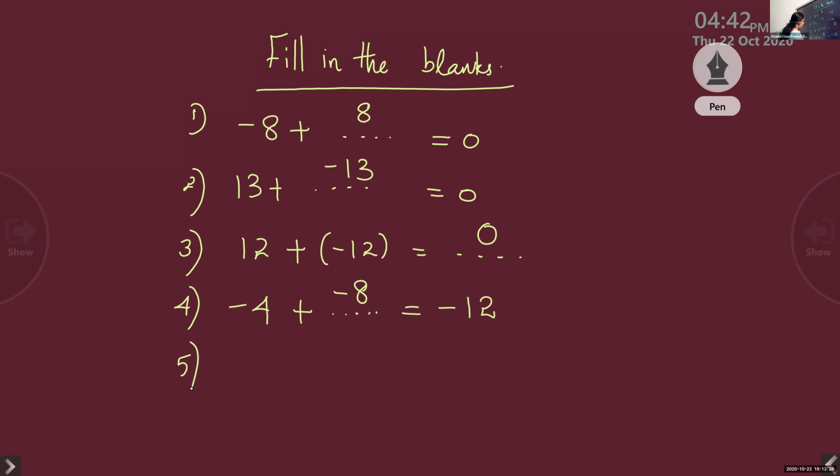Then dash minus 15 equal to negative 10. Children, morning I told about this.